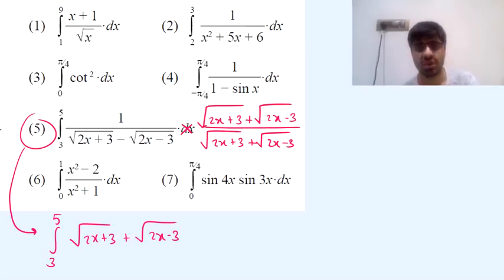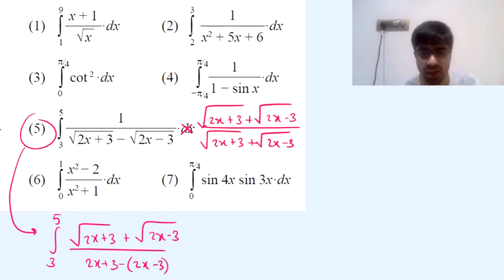So that expression will become a square minus b square, which is 2x plus 3 minus 2x minus 3. So it's 2x plus 3 minus 2x minus 3. So when you open up the bracket, it becomes minus 2x and plus 3. Okay, so 2x gets cancelled and 3 plus 3 makes it 6.